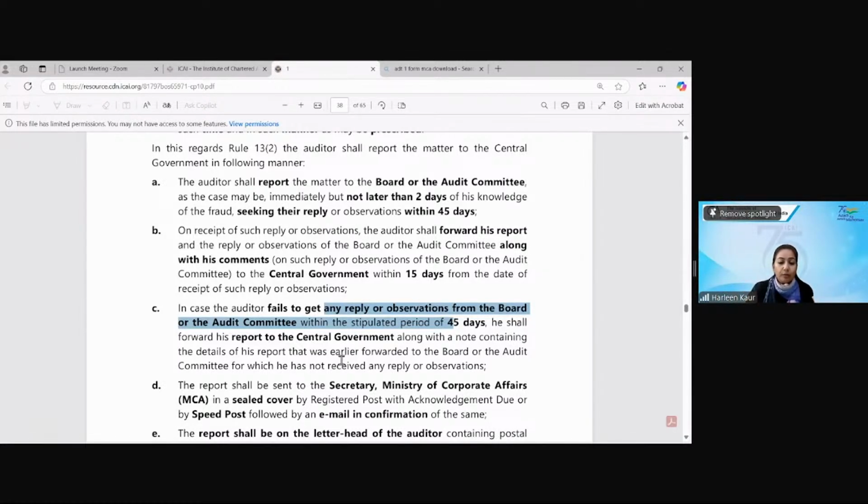But if you fail to get the reply within 45 days, then you directly report to the central government along with a note that I have given my observations earlier to the board and audit committee, and I did not receive any reply from them. Is that clear? I hope everyone is clear about that.